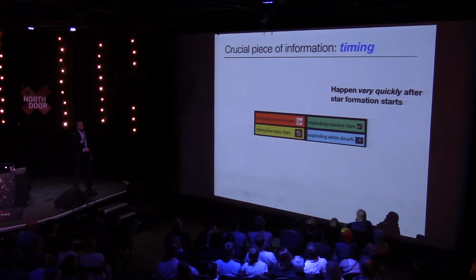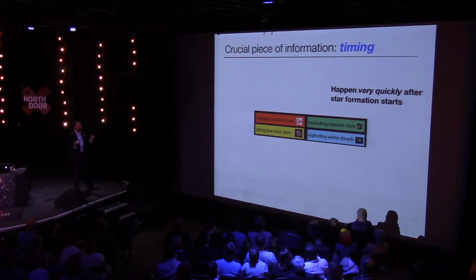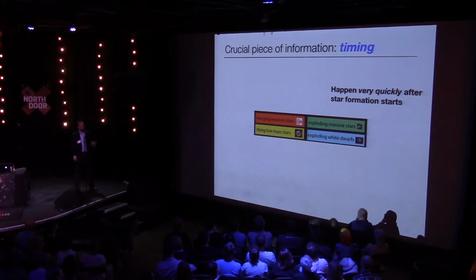So exploding massive stars happen very quickly after star formation begins, within the first maybe 10 million years. Okay, remember this is short on a cosmic time scale. I know it sounds kind of insane up here, right? But the exploding massive stars are coming in the first 10 million years after a star formation event.